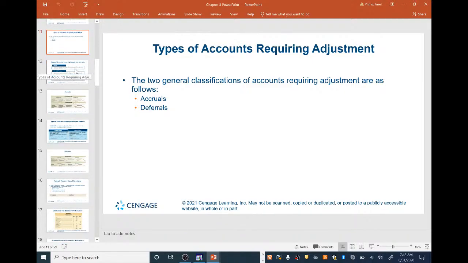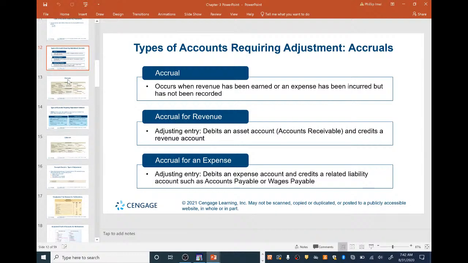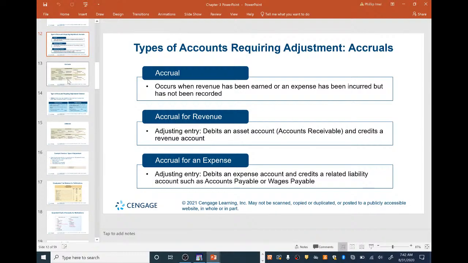So the two general classifications of accounts that are going to require adjustment are going to be accruals and deferrals. Once again, the two general classifications of accounts that require adjustment are accruals and deferrals. Let's talk about accruals for a minute. So we'll start at the top line where it says accrual.